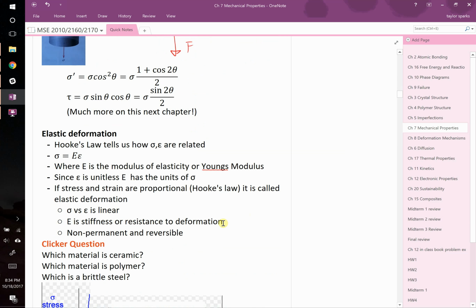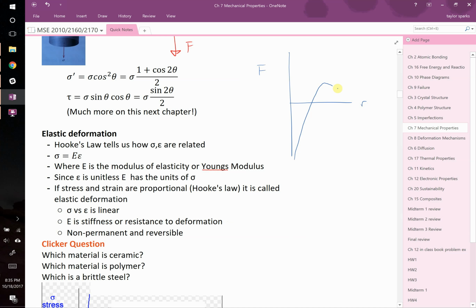Okay, the last thing that we have time for is elastic deformation. Here we're going to talk about Hooke's law. Hooke's law tells us how the stress and the strain are related. If you apply a stress to a material, say 10 megapascals, how much strain will that produce? The amount that it will produce is proportional to capital E, Young's modulus, which we described earlier in the semester.